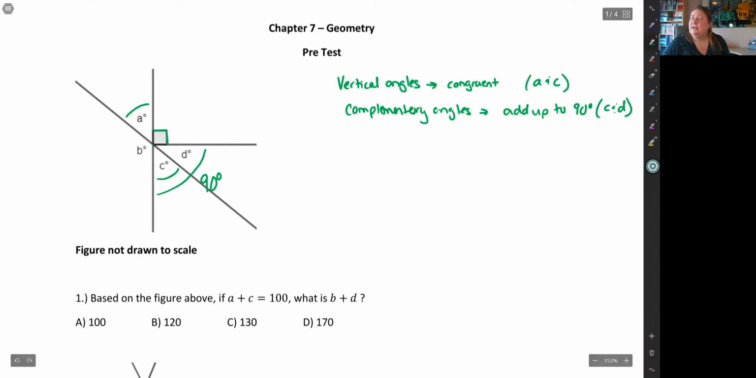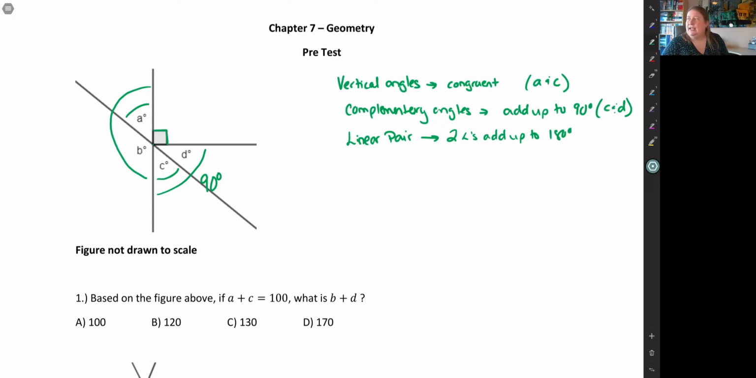And the last one thing I need you to always be able to recognize is what's called a linear pair. A linear pair always adds up to 2 angles that add up to 180. That's also called supplementary angles. And I can see that right here. A and B, the beginning of A to the ending of B is a straight line. So those are going to be what's called a linear pair.